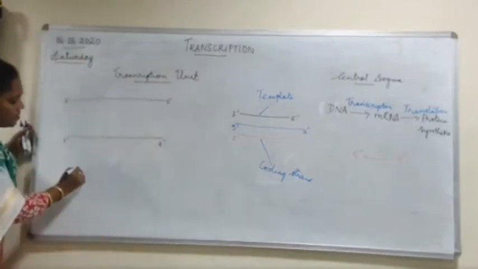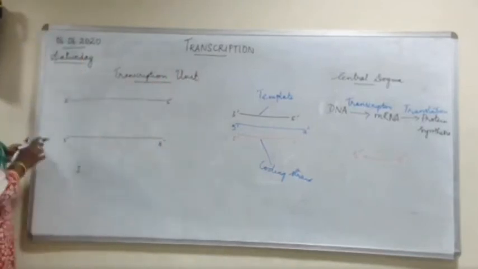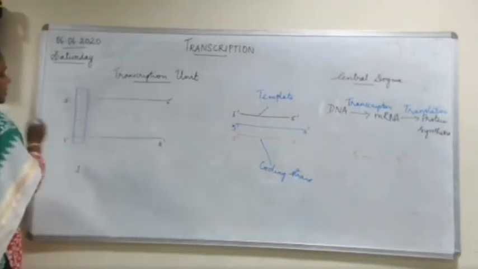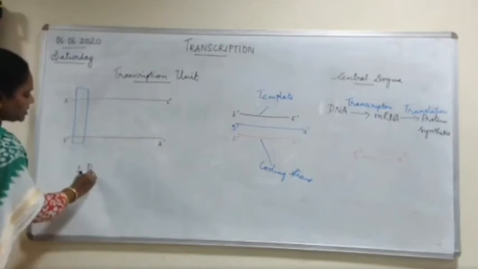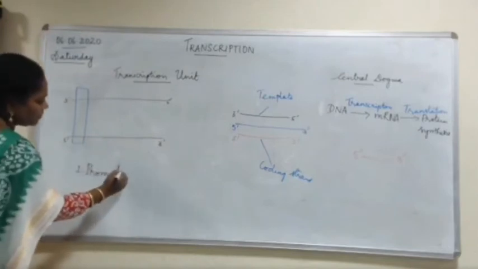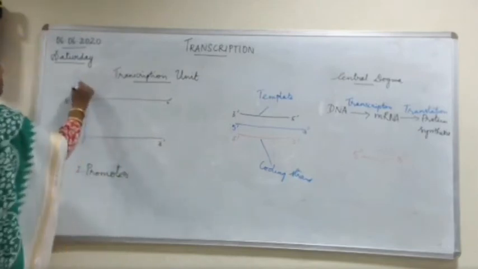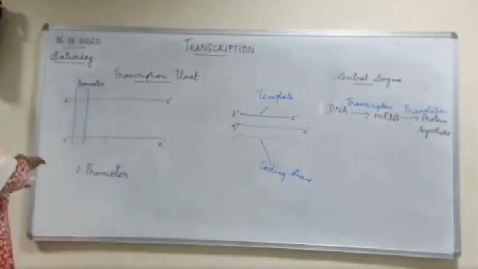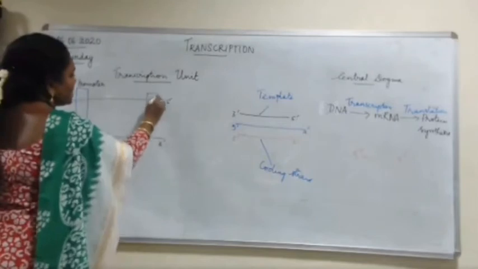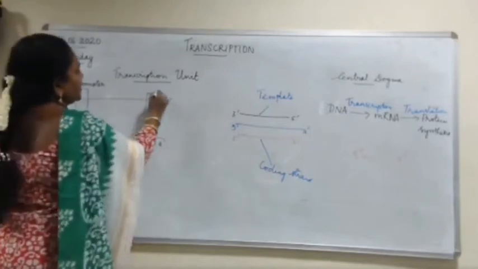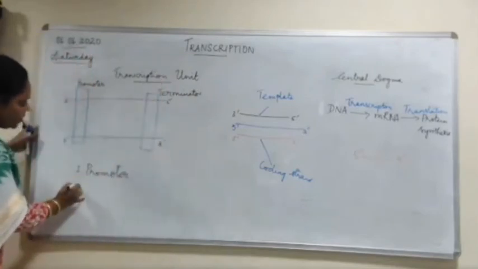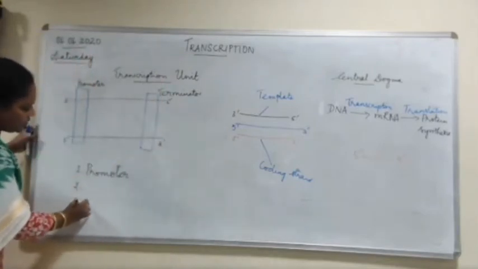It consists of a promoter. We call that the promoter. See, I'm drawing it here. This is the structure, we call it a promoter. And towards this end, you have a structure that you call the terminator. So first one is promoter. Next one is terminator.